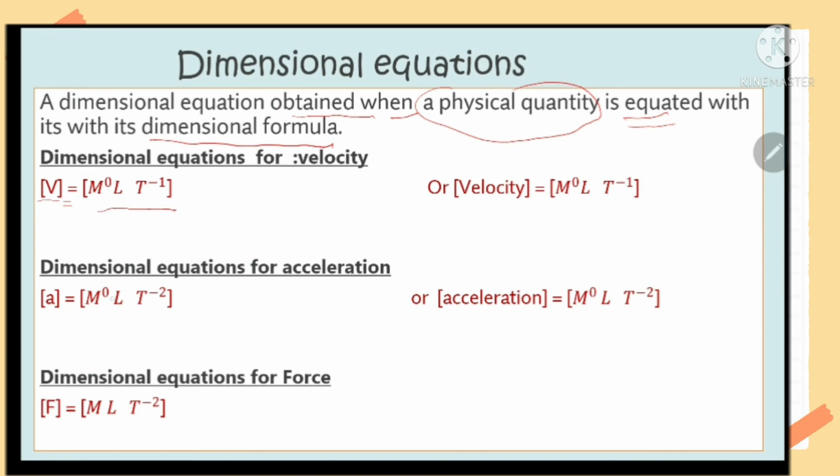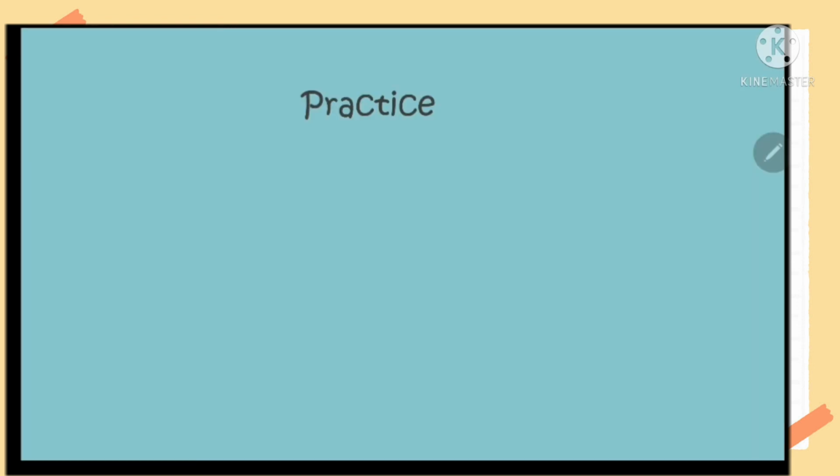So M factor 0 there. Same way, for acceleration, inside the square bracket we will write [a] equal to, inside the square bracket, M raised to 0, L, T raised to minus 2. Or in this way also you can represent. Inside the square bracket you can write acceleration. Now, dimensional equation for force: [F] is equal to [MLT^-2].